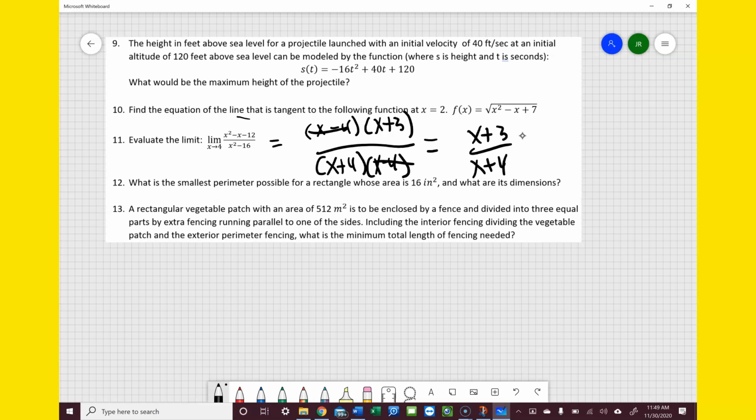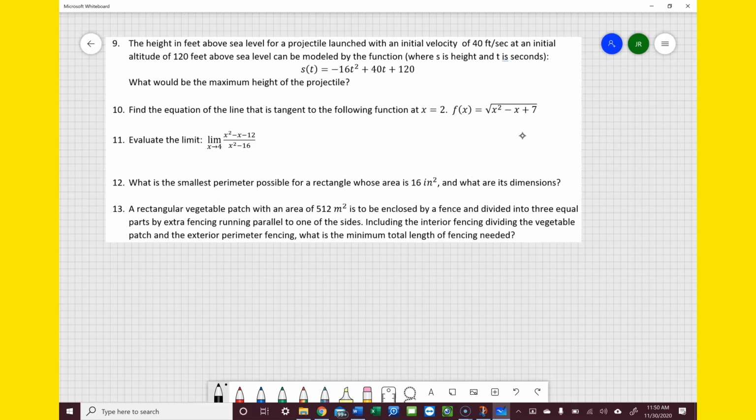Which is the same function as the original function, except that it doesn't have that discontinuity or that hole in the graph at 4. So now we can just plug 4 into this. If we plug 4 into this, we get 7 over 8. So 7/8 should be the value of that limit.